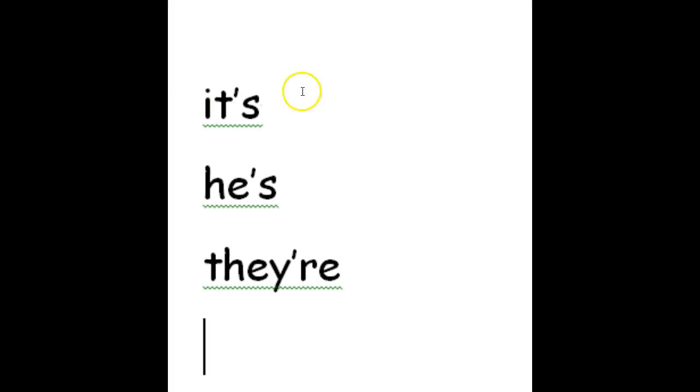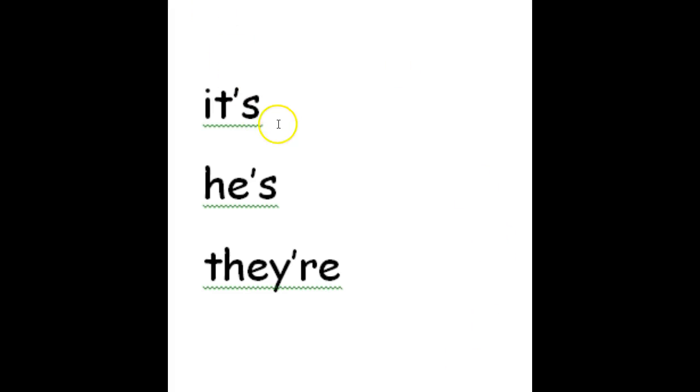On the board, on your screen, you have the words it's, he's, and they're. These are all contractions. A contraction is a short way of writing and saying two words. Every contraction has this apostrophe that you see in each of these words between letters. An apostrophe is a punctuation mark, and it's in a contraction. It stands for letters that are taken out or replaced when two words are combined.